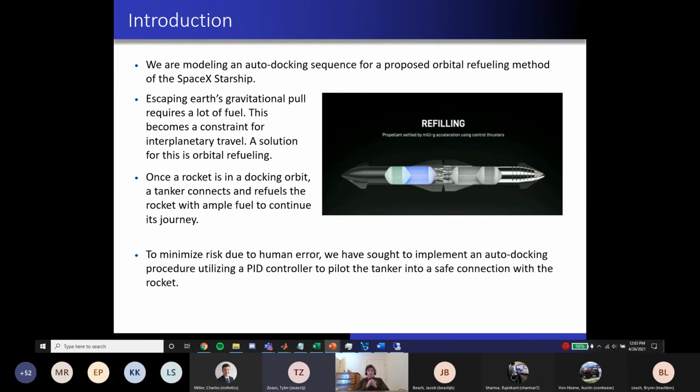And then to minimize human error, we're going to include a PID controller to create an autopilot with this docking sequence. Next slide.